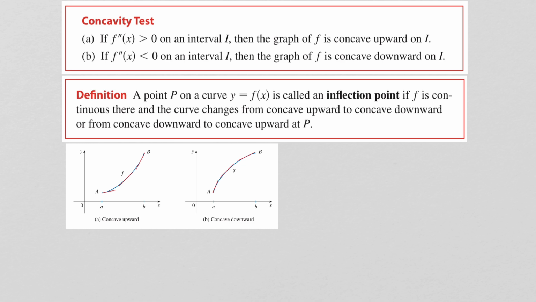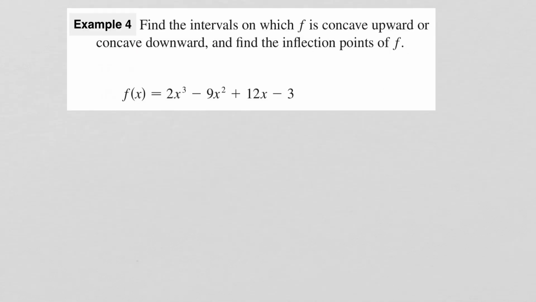And if a graph changes concavity at a point, so it changes from concave up to concave down, for example, then that point where it changes is called an inflection point. So let's take a look at this example. Here we want to find the intervals on which this function f is concave upward or concave downward. And then we also want to find the inflection points.